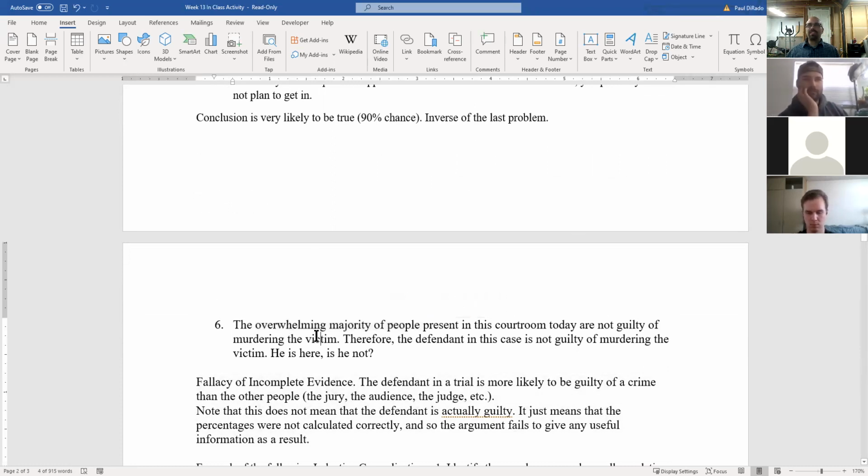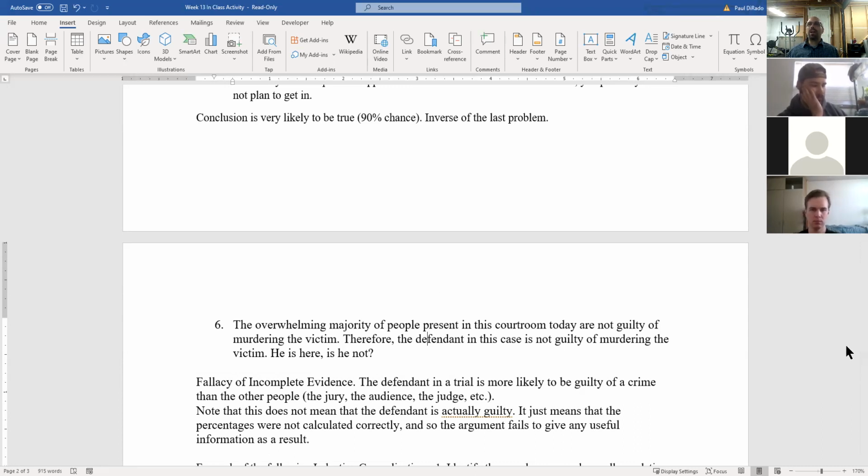And indeed, I imagine this is true. Imagine that in most murder trials, the overwhelming majority of people present in the room where the trial is taking place are not guilty of the crime. What's our problem? Well, the defendant isn't just any old visitor to the courtroom. The defendant is probably way more likely to be guilty of a crime than the other people who are present, than the prosecutor, than the defense attorney, than the witnesses, than the jury, than any person in the audience, right? There are things about the defendant that make them far more likely to be guilty.